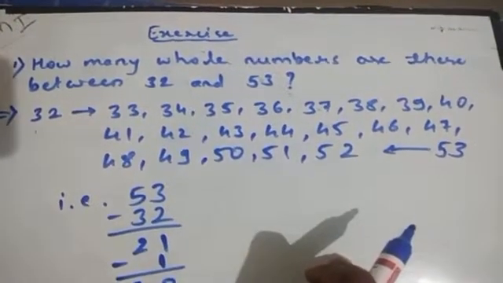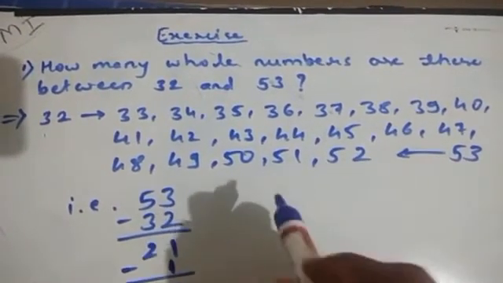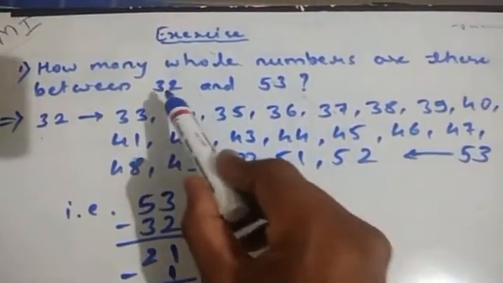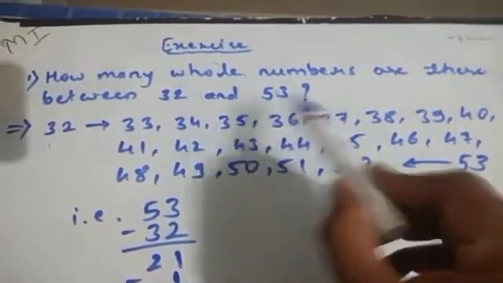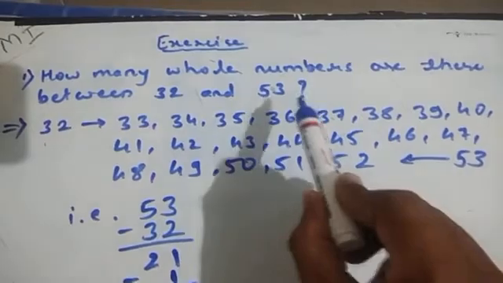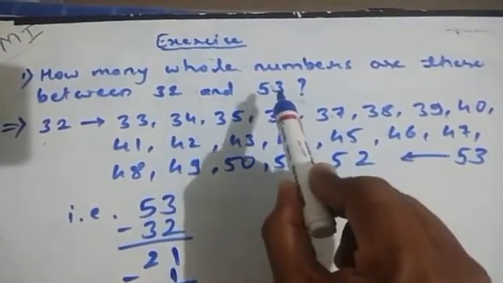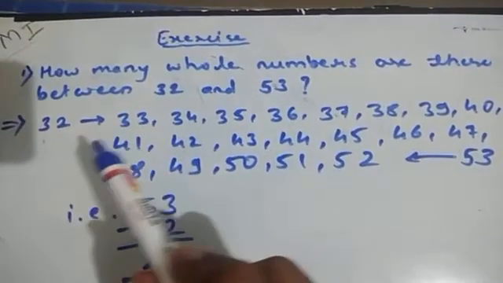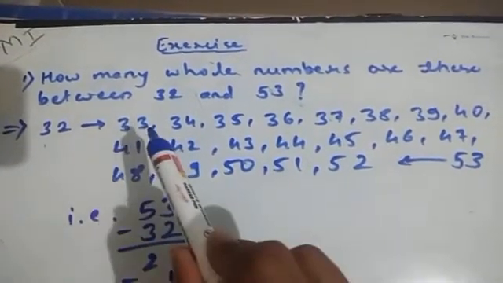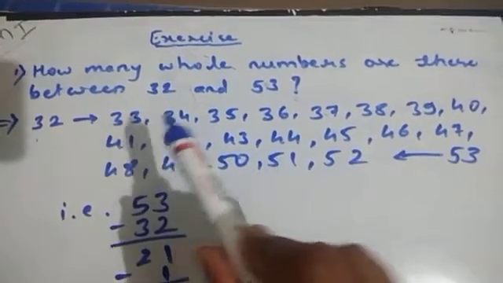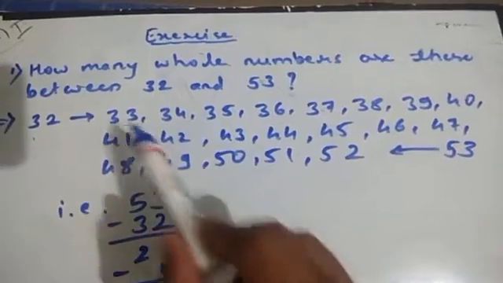Students, we have discussed all the types of problems, but one different problem is there in the exercise that I am going to discuss now. See here, how many whole numbers are there between 32 and 53? In between 32 and 53, so don't include 32 and 53. How to get those numbers? We can write all the numbers, a list of those numbers. After 32 which numbers will come? 33, 34, 35, like that up to 52. Count those numbers. How many numbers are there?